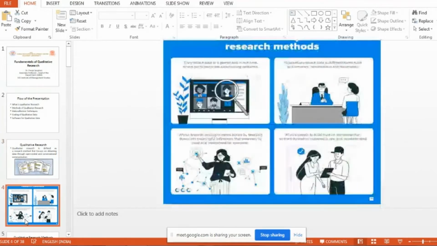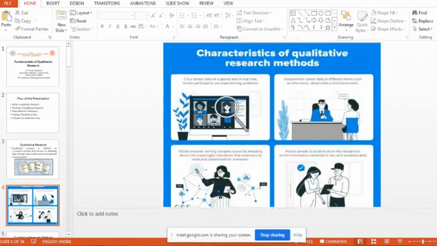Next, we are going to discuss the characteristics of the qualitative research method. The first characteristic is that they collect data at a glance and in real time, where the participants are experiencing the problem. If we talk about observation as a method, in that case we observe the phenomenon as it occurs. So this is the first characteristic of qualitative research, where we collect the data in real time as it occurs.